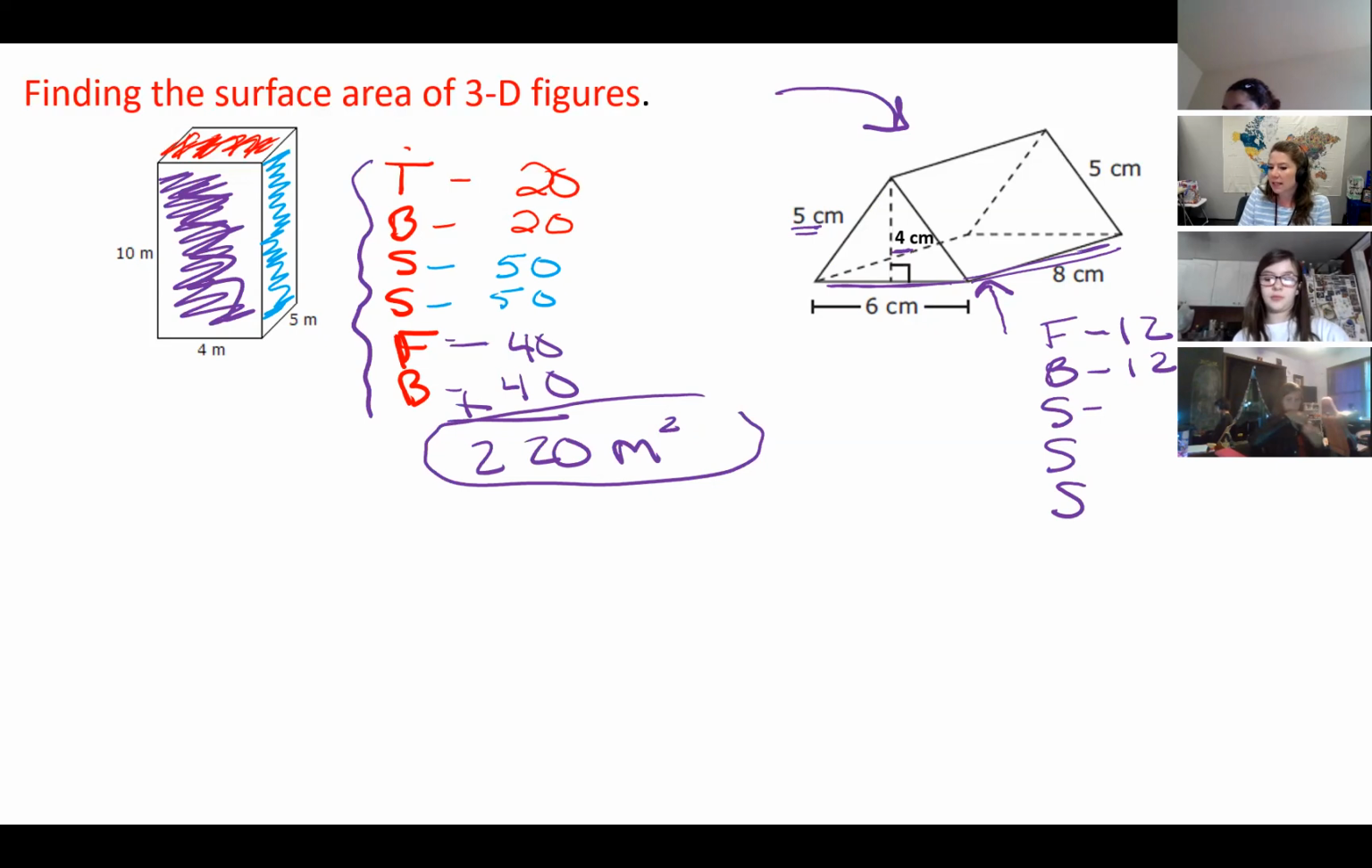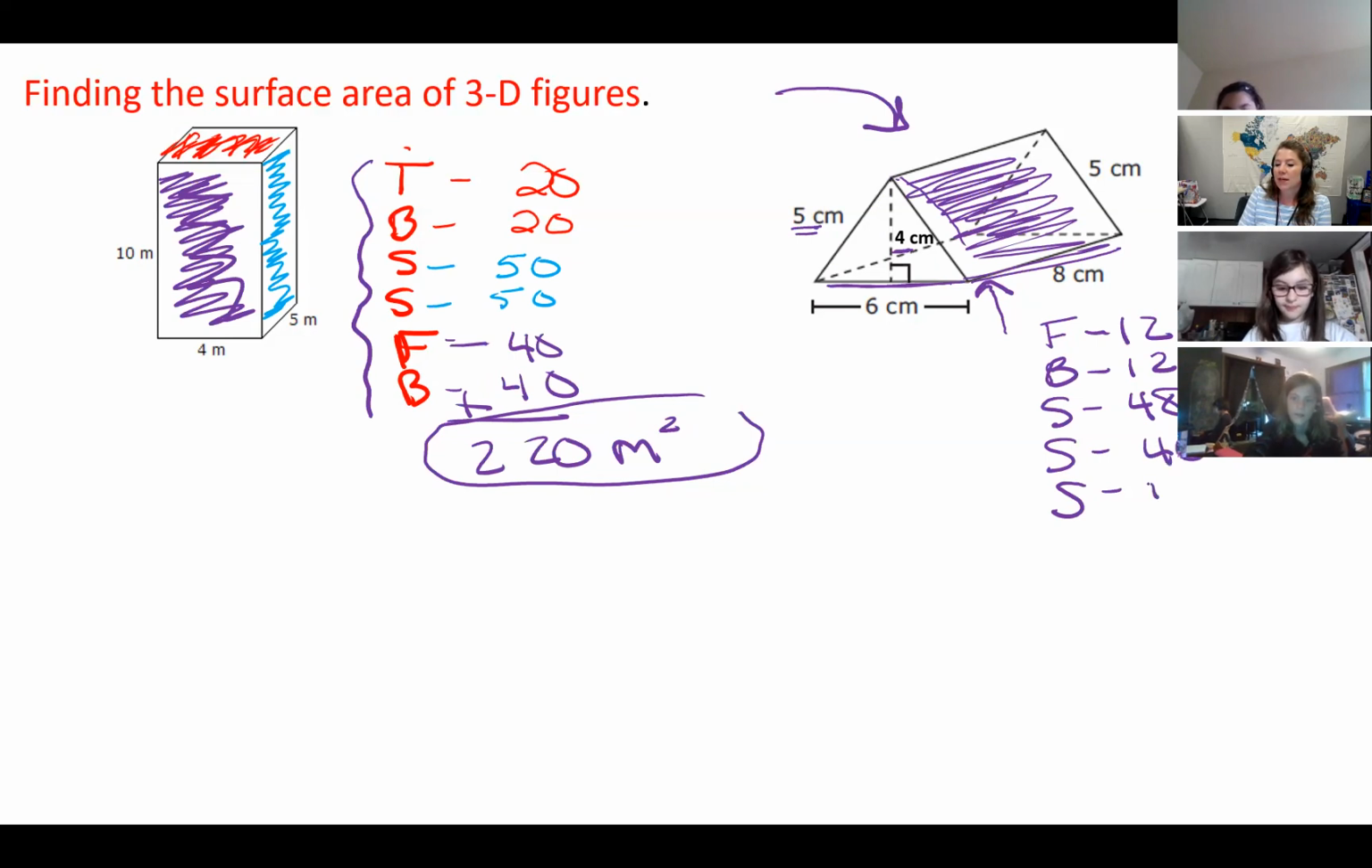Good, Ella. Allie, don't stop. Don't leave us, Allie. The bottom is 48. What about the two sides? In this situation, the two sides are congruent. Good, Naomi. What's the area of my sides? Right, and I have two of them, right? So I got to make sure I add my 5 numbers together and then tell me what the surface area of the whole thing is, guys.